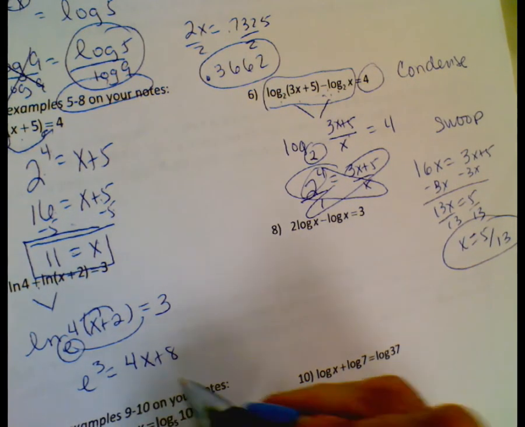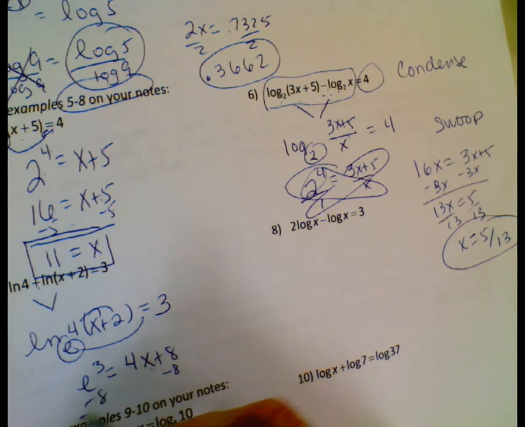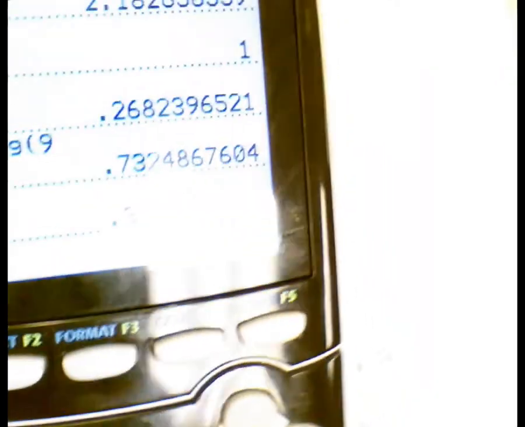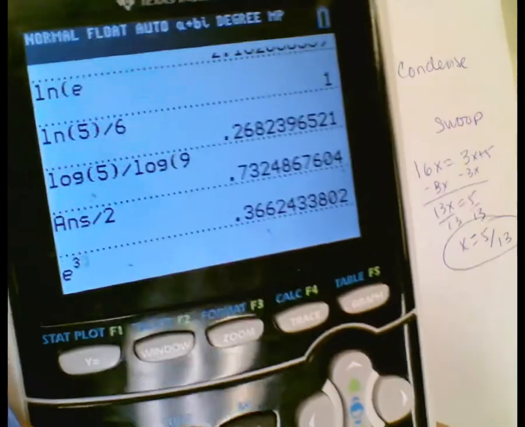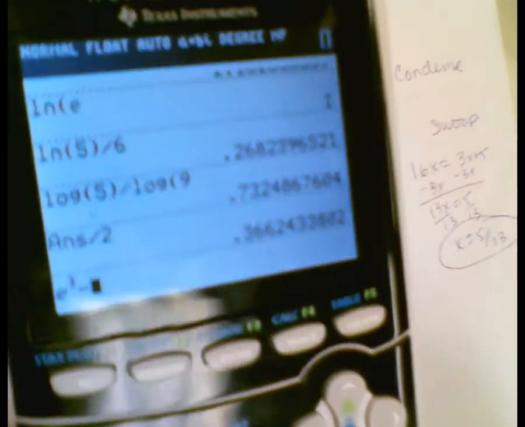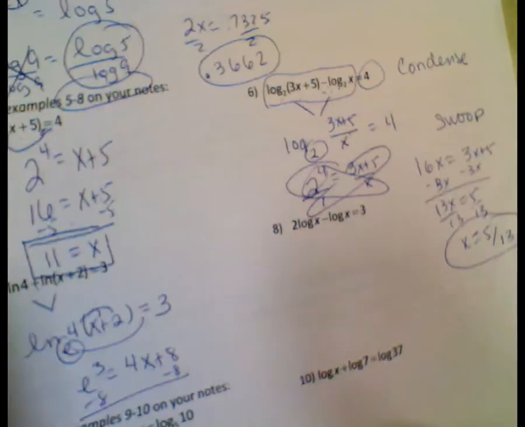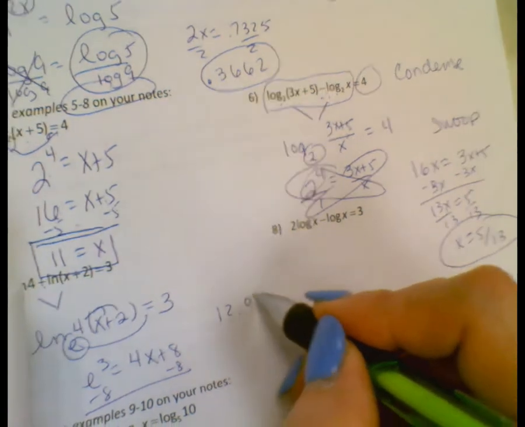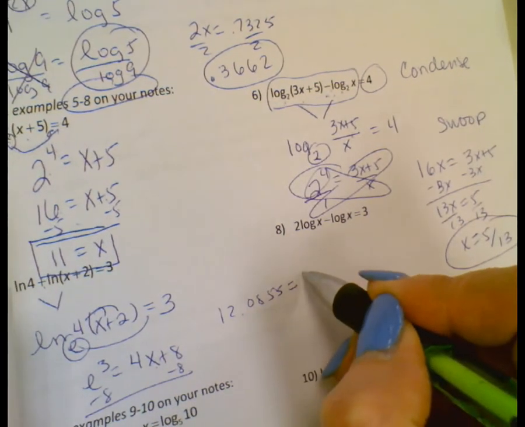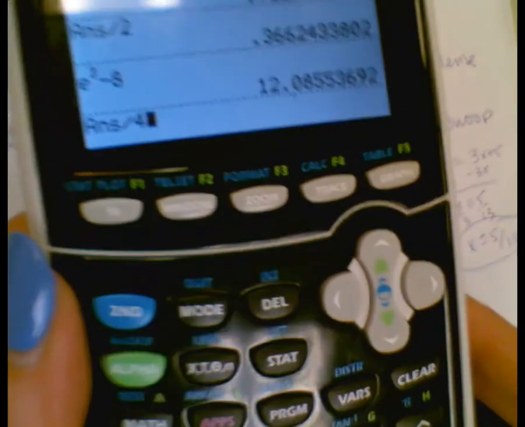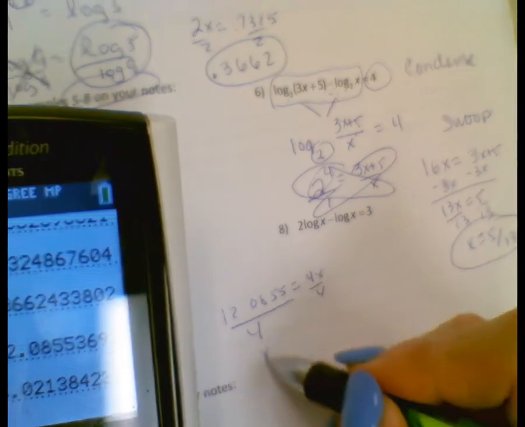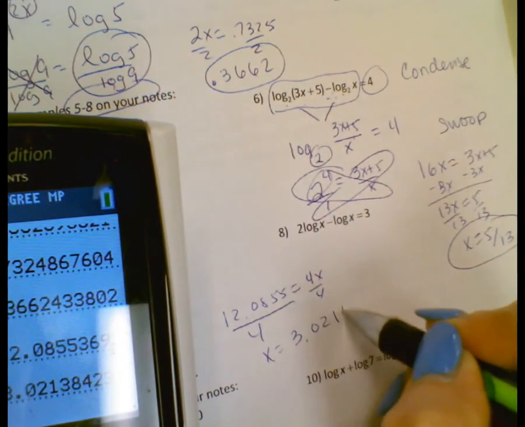Now, we're solving for x, so subtract 8. So you have e to the 3rd, e raised to the 3rd, minus 8 equals. So right now you have 12.0855 equals 4x. And then divide all that by 4, so just press divided by 4. And that answer is 3.0214.